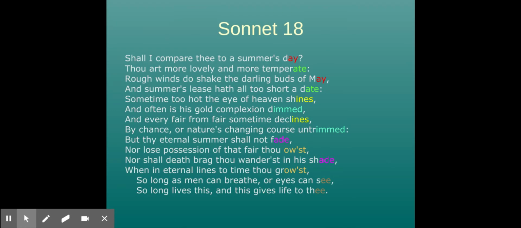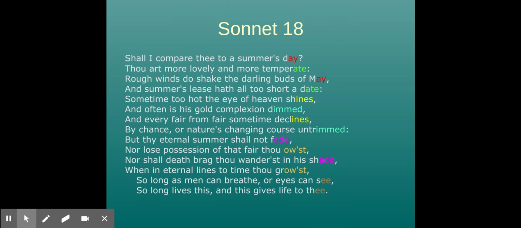Shall I compare thee to a summer's day? Thou art more lovely and more temperate. Rough winds do shake the darling buds of May, and summer's lease hath all too short a date. Sometimes too hot the eye of heaven shines, and often is his gold complexion dimmed. And every fair from fair sometimes declines, by chance or nature's changing course untrimmed.